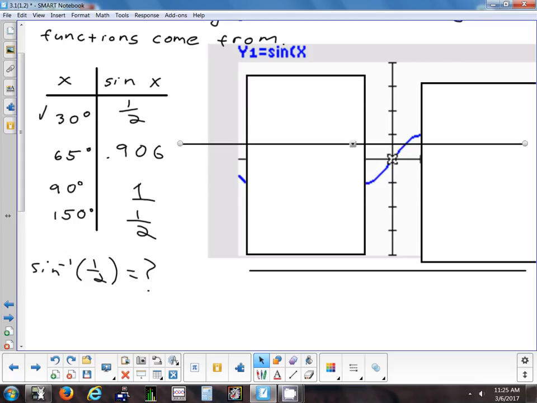Is that the only place it would only hit it one time? No, I could find other areas where this happens. But this is the area that we agree on. And it's the area that the calculator uses. So anytime you deal with inverse sine, that's why the answer is always going to be between negative 90 and positive 90. Because if you do that, you will only get one answer. In other words, this line will only hit that graph one time.